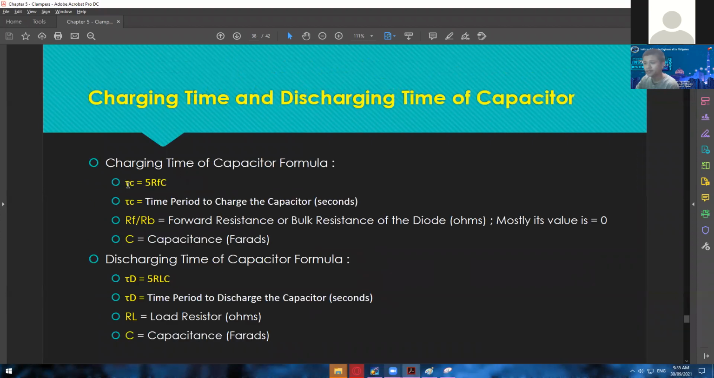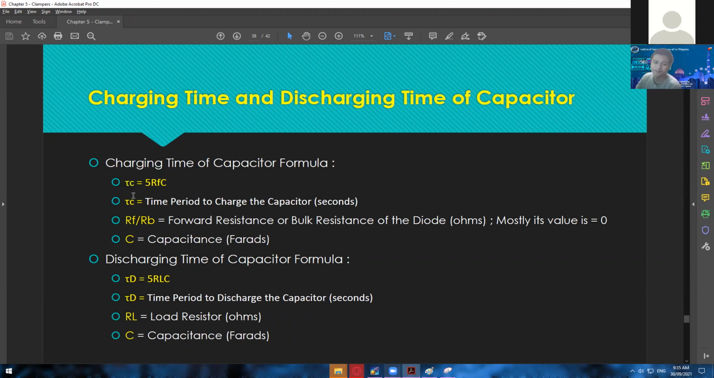Okay, so for the charging time, we have tau C. Well, actually, this is not C, this one is tau. Okay, tau, and then C is for charging, and then T is for time. So charging time. So that is one way for you to easily be familiar with this one.